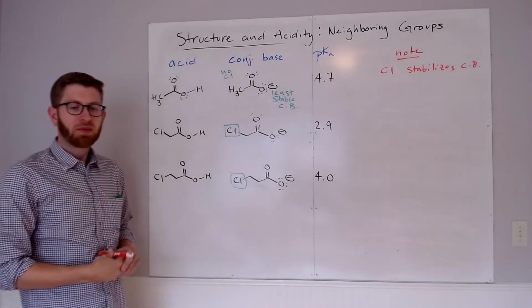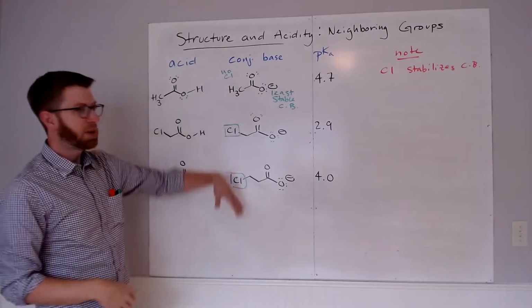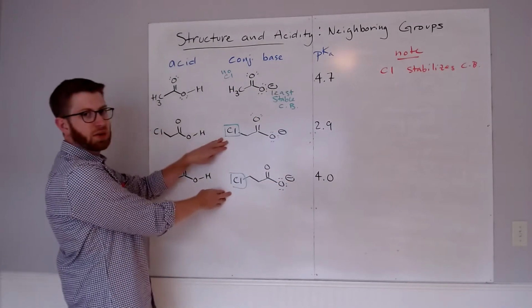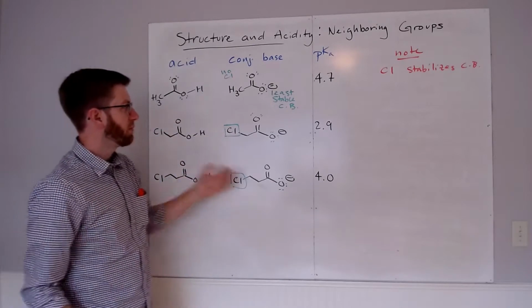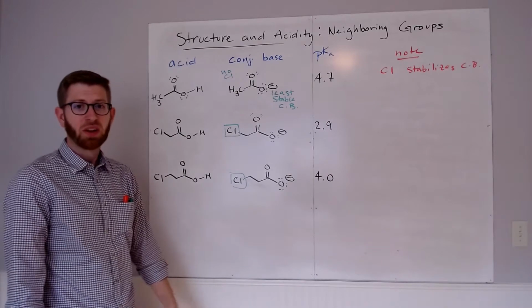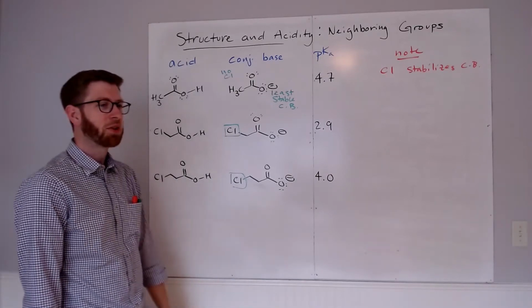Just on the basis of these three conjugate base structures and the corresponding acidity data, these two structures seem to be more stable than this one, and that's what the pKa's are telling me. Okay, this is one of the reasons why pKa's are so useful. They tell us something really intrinsic about structure, right?